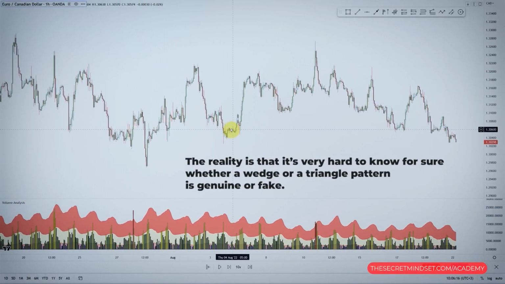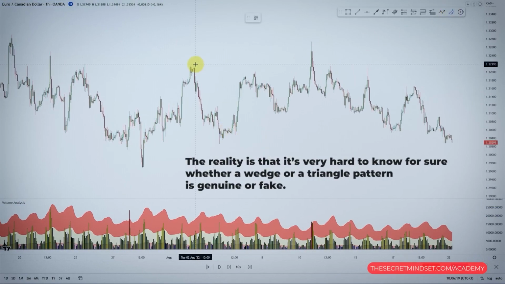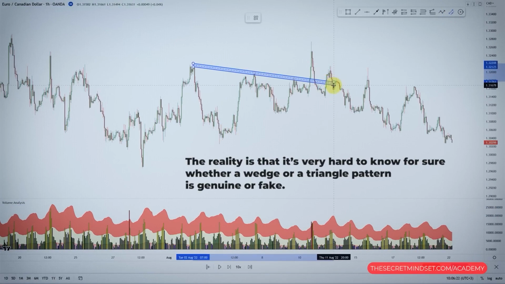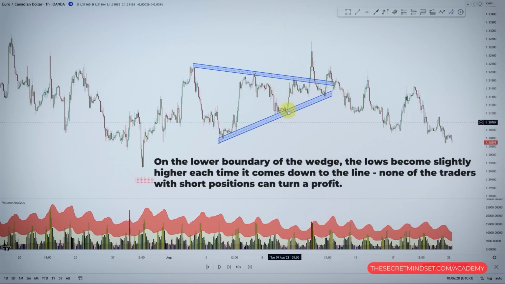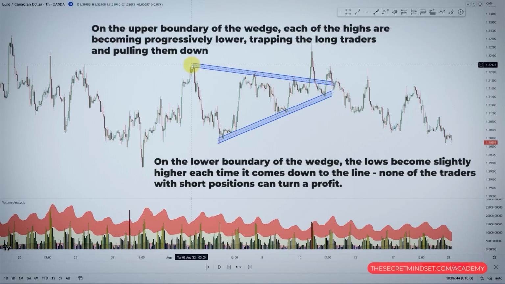From my experience, it's very hard to know for sure whether a wedge or a triangle pattern is genuine or fake. In this example, you can observe that on each lower boundary of the wedge, the lows become slightly higher each time it comes down to the line. This has the effect of ensuring that none of the traders that have short positions in these regions can turn a profit. Similarly, on the upper boundary of the wedge, the same thing is happening, with each of the highs becoming progressively lower and trapping the long traders and pulling them down. There is no way of predicting which direction the price will ultimately break.